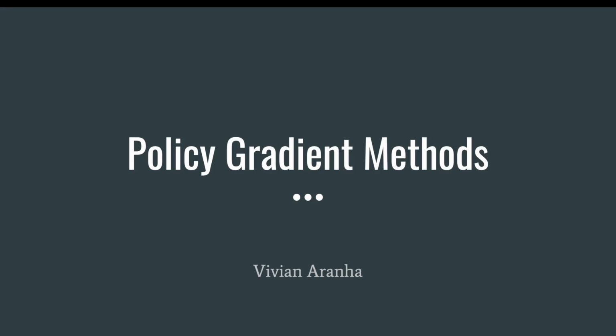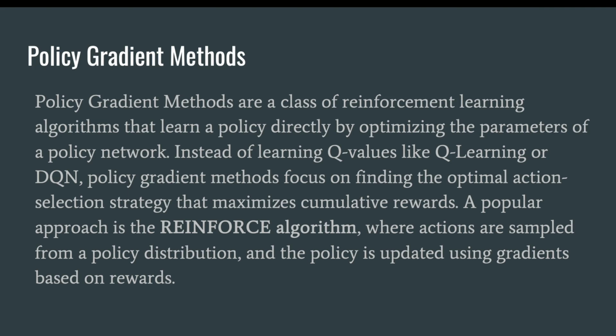Policy gradient methods. Policy gradient methods are a class of reinforcement learning algorithms that learn a policy directly by optimizing the parameters of a policy network. Instead of learning Q values like Q-learning or DQN, policy gradient methods focus on finding the optimal action selection strategy that maximizes cumulative rewards.